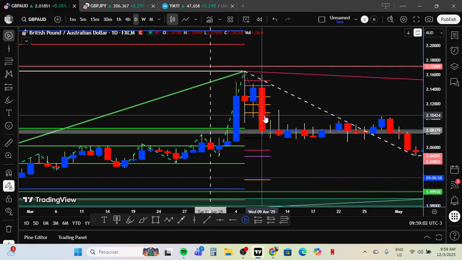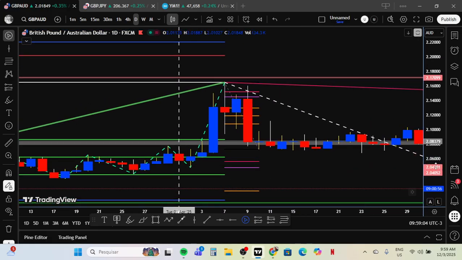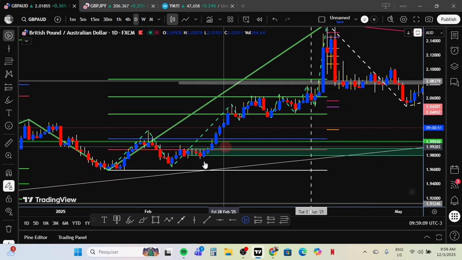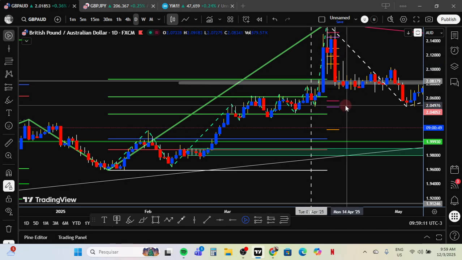All right. So at this point in time, we can clearly see right here, the market has been buying for a very long time too. You can see the trend, right? The market has been buying for a very long time.